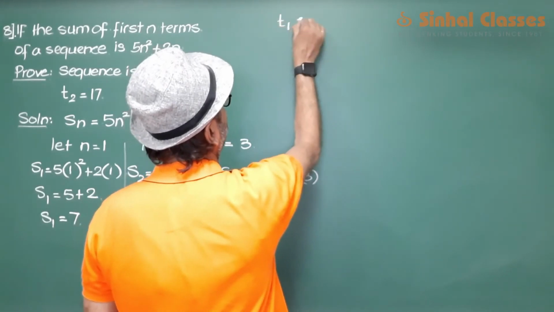Therefore, the required AP is 7, 11, 15 or 15, 11, 7. So for such questions, you always get two answers, and it is important that you write both the answers to get full marks.